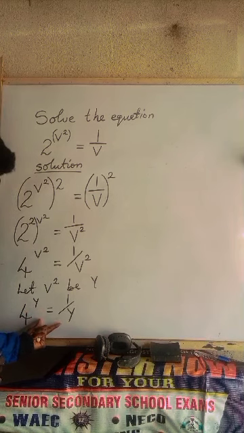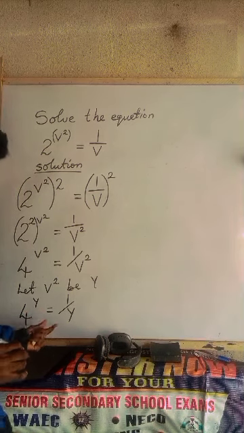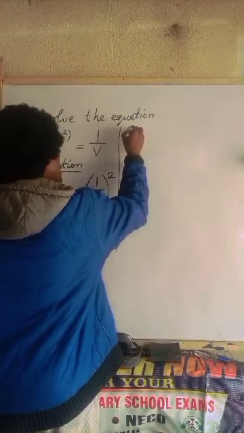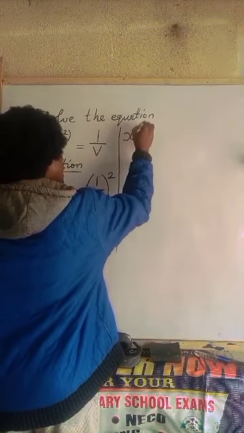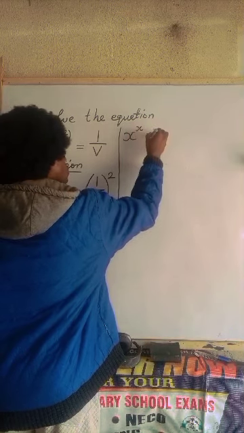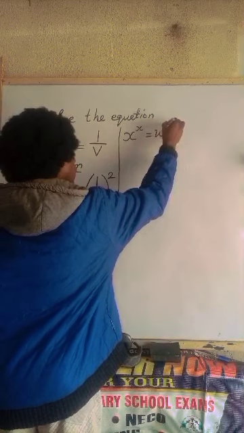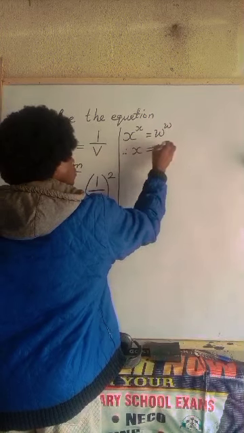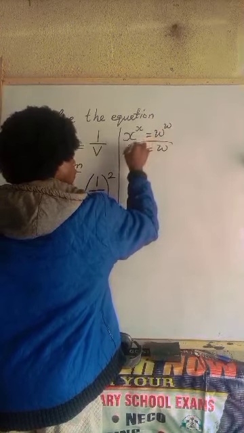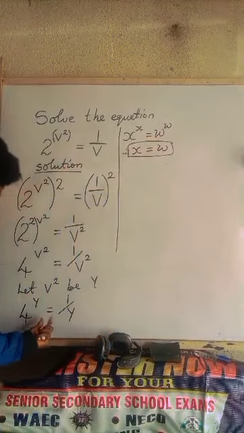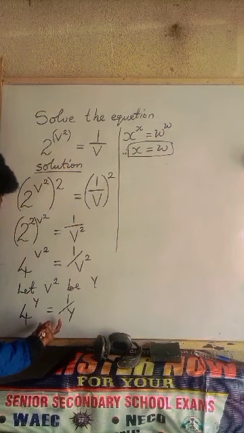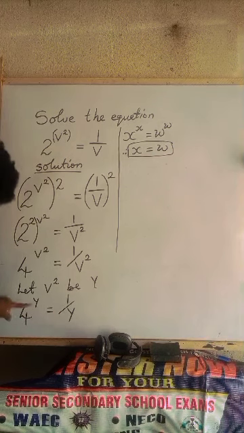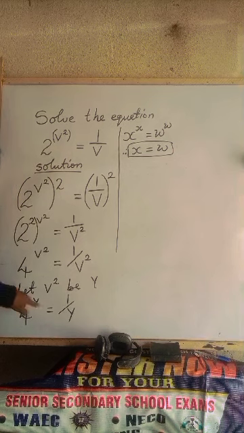I can apply the isomorphism method here and look at what isomorphism stipulates. It stipulates that if we have x^x = w^w, then x is equal to what? w. Okay? So how do we make this equation isomorphic? We can make it isomorphic by taking this exponent, this y, to the other side.